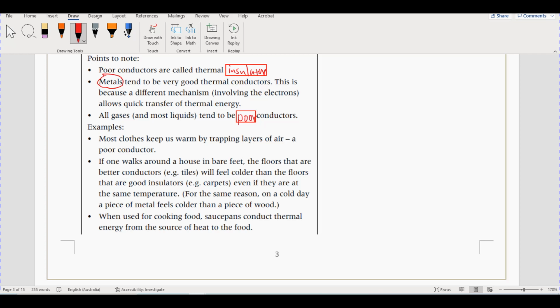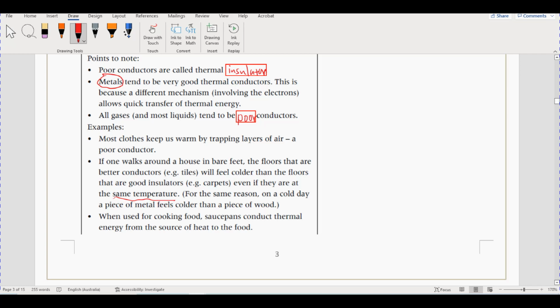If you walk around the house in bare feet, the floors that are better conductors will make you feel colder, while good insulators like carpets will not. So remember, even if they are at the same temperature, you could still feel something is warmer than others. Copper always feels warmer than the tile floor. It's because the rate of transfer of heat by conduction from your feet is different when you are stepping onto different materials.